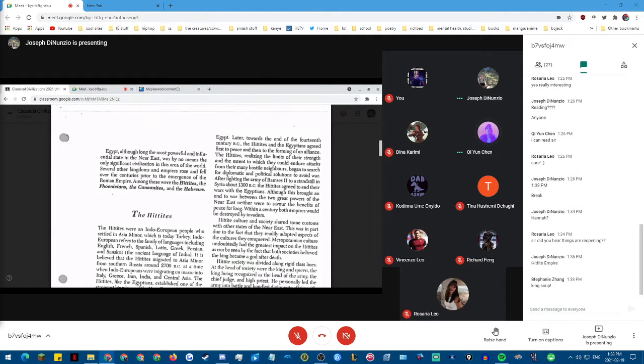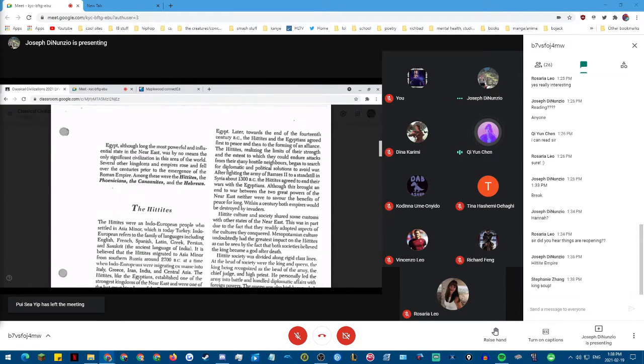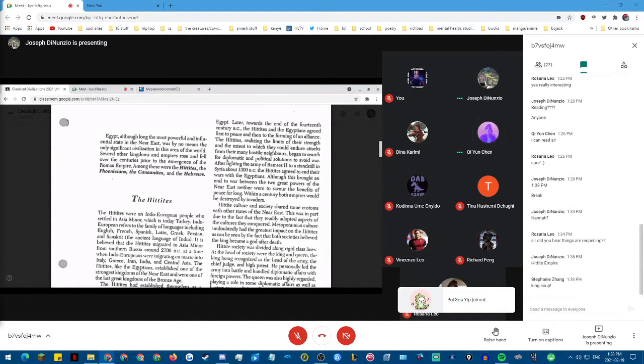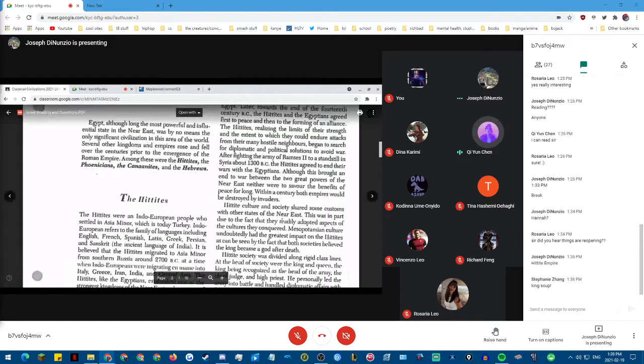The Hittites, realizing the limits of their strength and the extent to which they could endure attacks from their many hostile neighbors, began to search for diplomatic and political solutions to avoid war. After fighting the army of Ramses II to a standstill in Syria about 1300 BC, the Hittites agreed to end their wars with the Egyptians. Although this brought an end to war between the two great powers of the Near East, neither was able to savor the benefits of peace for long. Within a century, both empires would be destroyed by invaders.